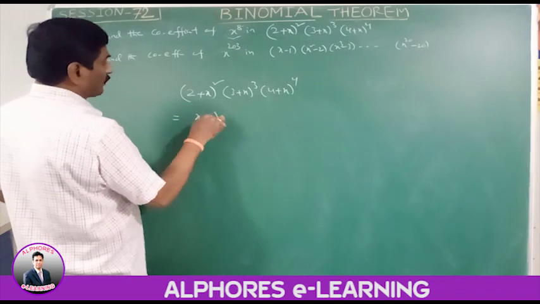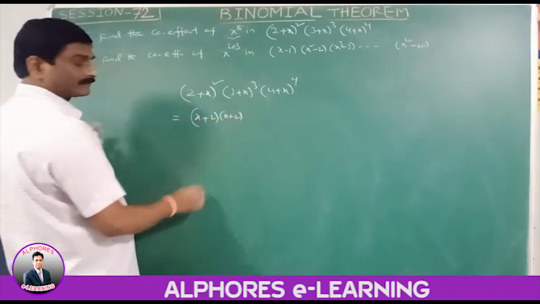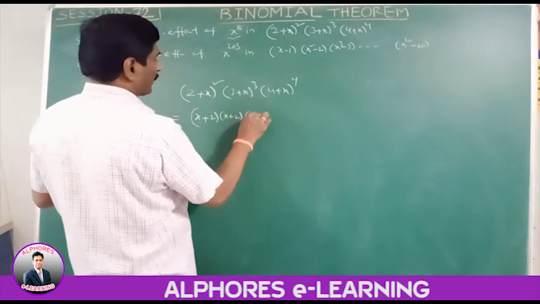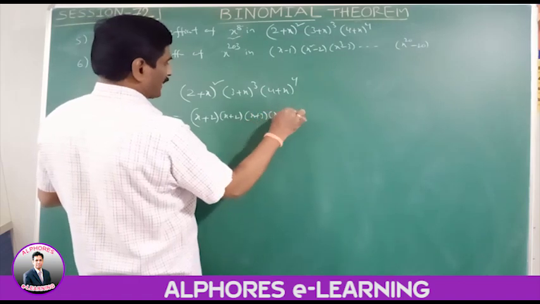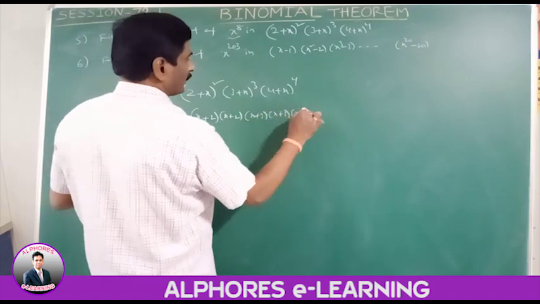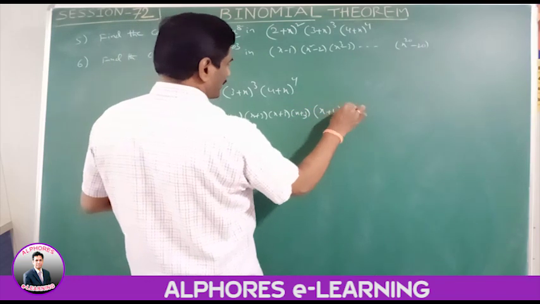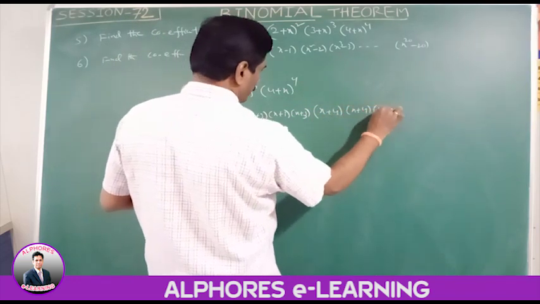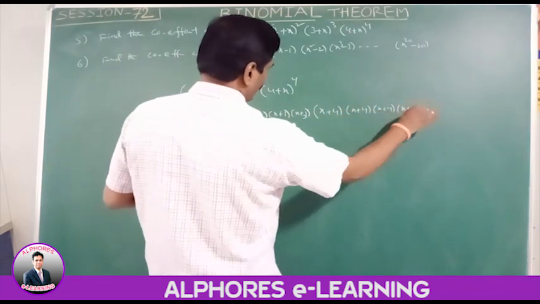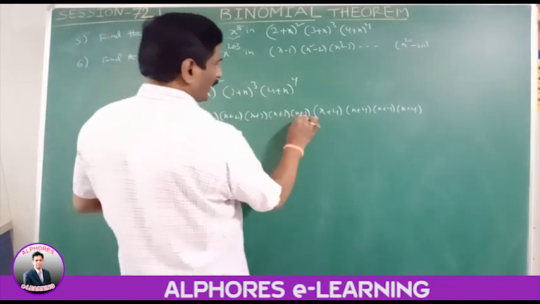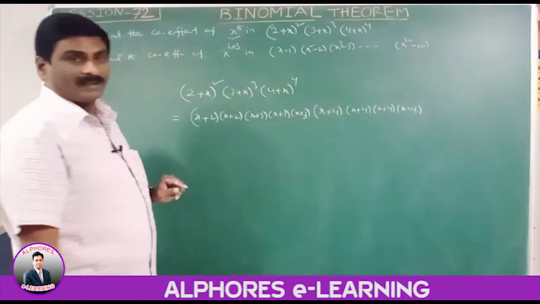(x plus 2) whole square means (x plus 2) into (x plus 2). (x plus 3) whole cube means (x plus 3) into (x plus 3) into (x plus 3). Next, (x plus 4) whole power 4 means (x plus 4) into (x plus 4) into (x plus 4) into (x plus 4), 4 times. Here 1, 2, 3, 4, 5, 6, 7, 8, 9.